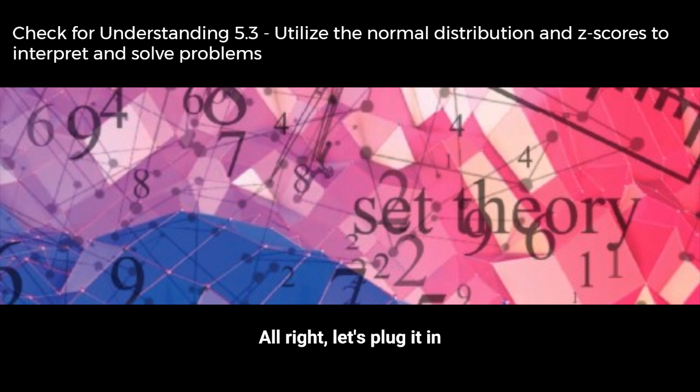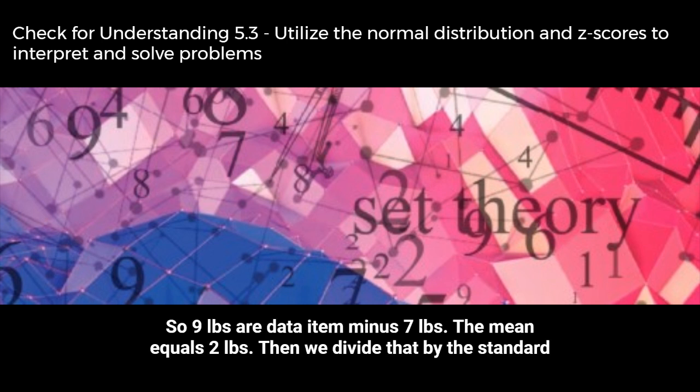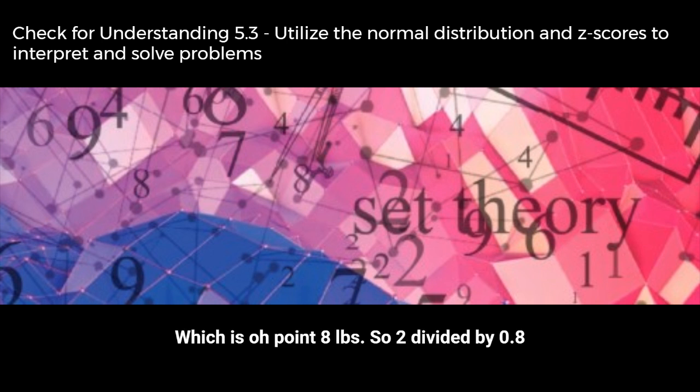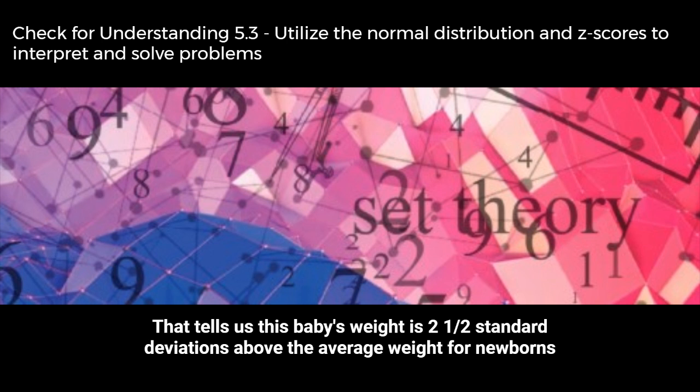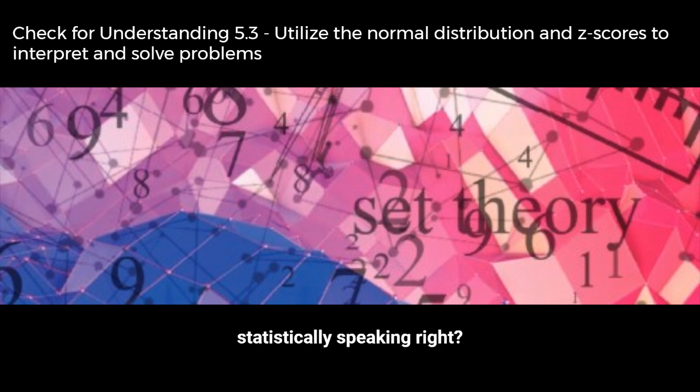All right, let's plug it in. So 9 pounds, our data item, minus 7 pounds, the mean, equals 2 pounds. Then we divide that by the standard deviation, which is 0.8 pounds. So 2 divided by 0.8, let me see, that's 2.5. You got it. So a 9-pound baby has a z-score of 2.5. That tells us this baby's weight is 2.5 standard deviations above the average weight for newborns. Wow, that's a pretty hefty baby, statistically speaking.